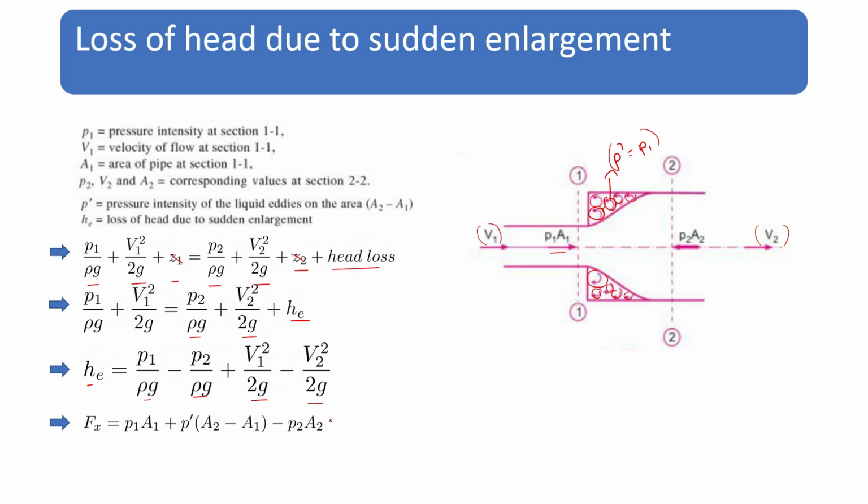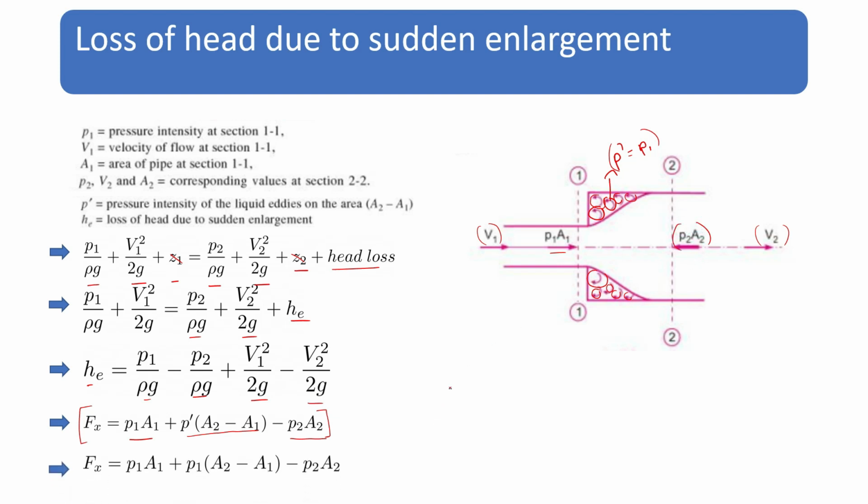And if you write the total force in the x direction, assuming we don't have friction, because it's a short pipe, the value of friction loss can be neglected. So the total force acting will be equal to P1A1 plus P dash A2 minus A1, minus P2A2. P dash is the pressure in this section, the area where the eddies are formed. So this is the total force acting.